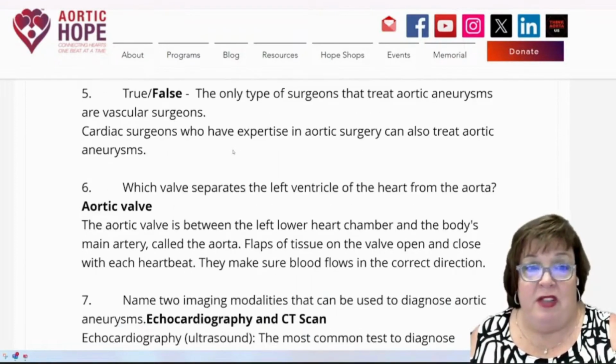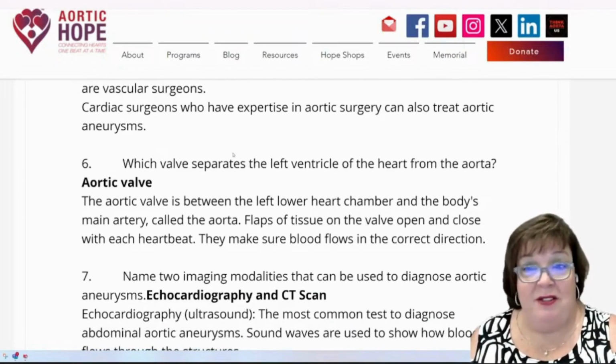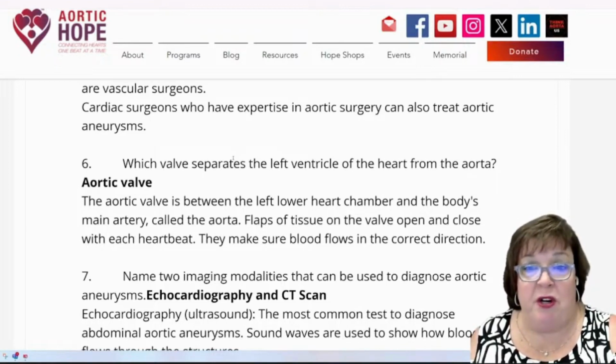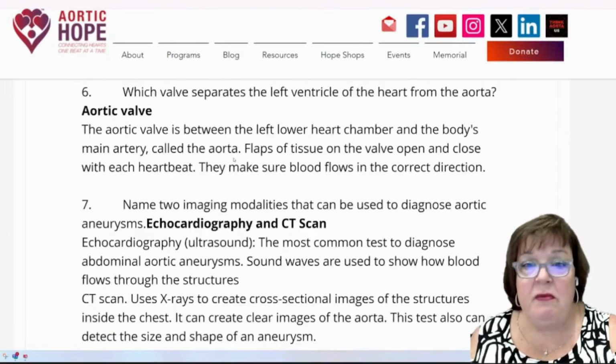Which valve separates the left ventricle of the heart from the aorta? It's the aortic valve. I did not know that. The aortic valve is between the lower left heart chamber and the body's main artery called the aorta. Flaps of tissue on the valve open and close with each heartbeat. They make sure blood flows in the correct direction.